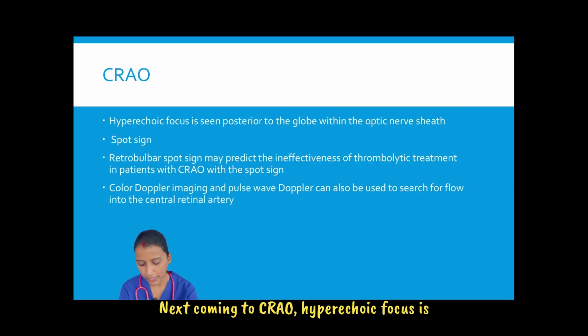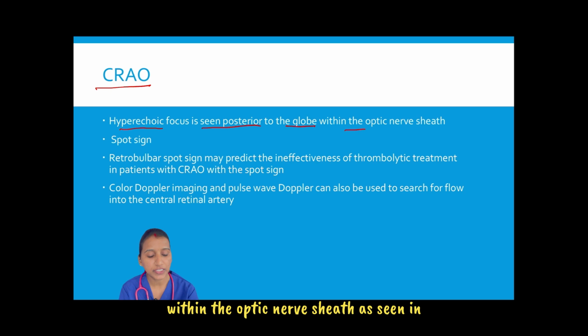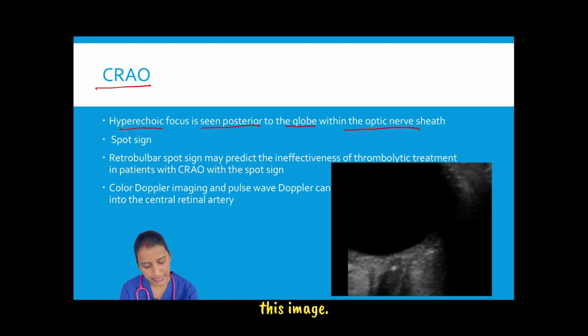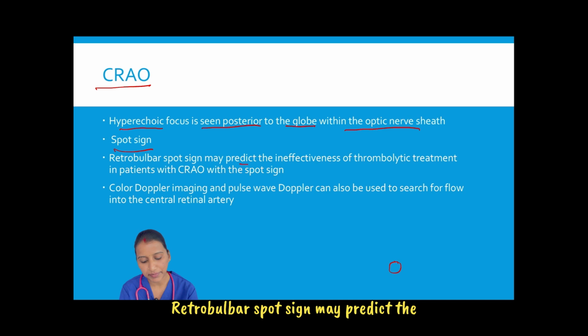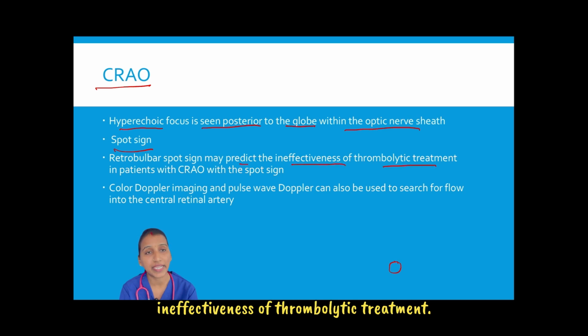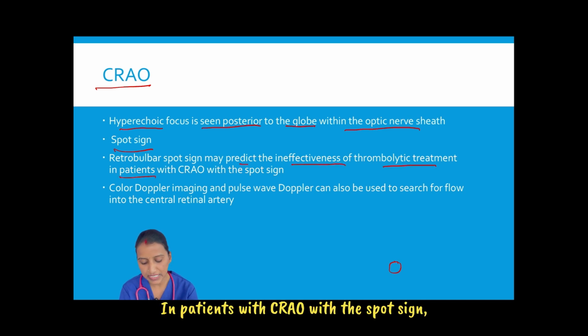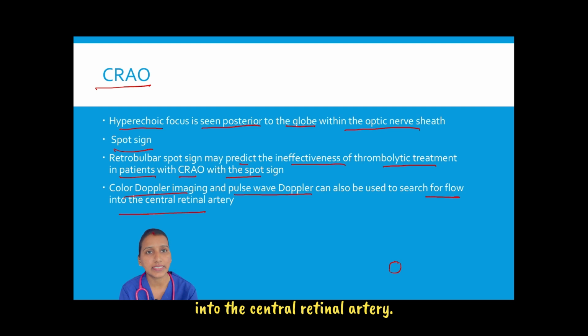Next, coming to CRAO, a hyperechoic focus is seen posterior to the globe within the optic nerve sheath as seen in this image. This is termed the spot sign. The retrobulbar spot sign may predict the ineffectiveness of thrombolytic treatment in patients with CRAO. Color Doppler imaging and pulse wave Doppler can also be used to search for flow in the central retinal artery.